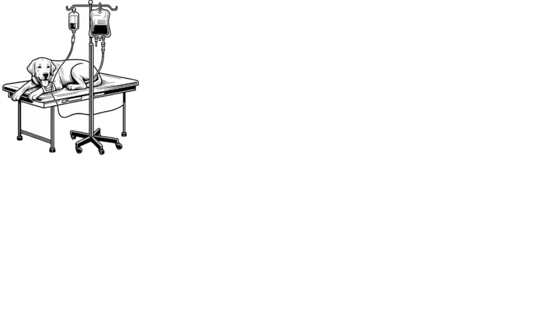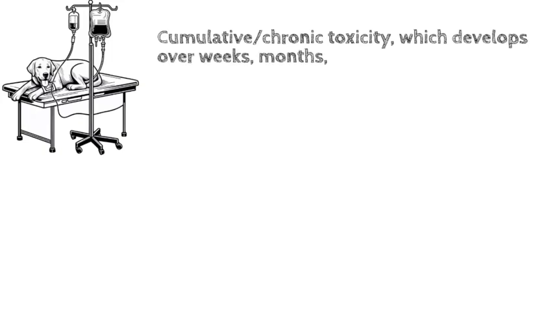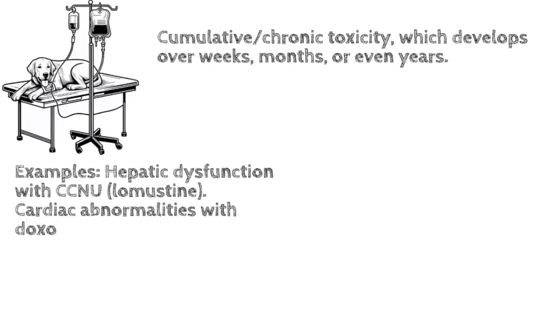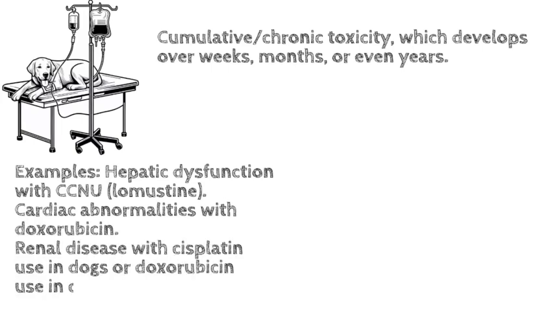The third category of toxicity is cumulative/chronic toxicity, which develops over weeks, months, or even years. Examples include hepatic dysfunction after multiple doses of agents like CCNU, lomustine. There are also cardiac abnormalities that can occur after exceeding a safe cumulative dose of doxorubicin. Renal disease is another chronic toxicity associated with cisplatin use in dogs or doxorubicin use in cats.